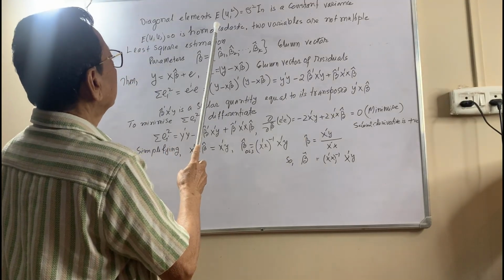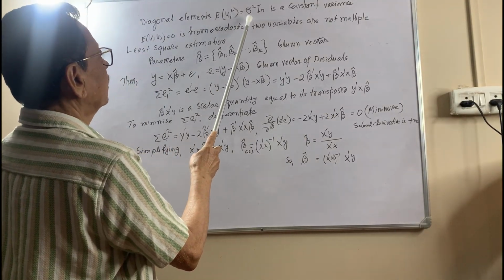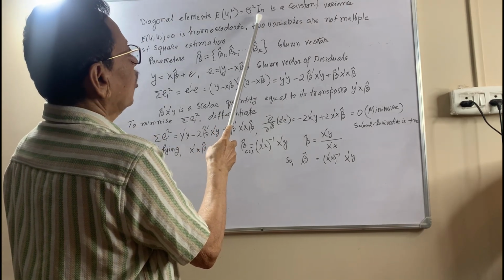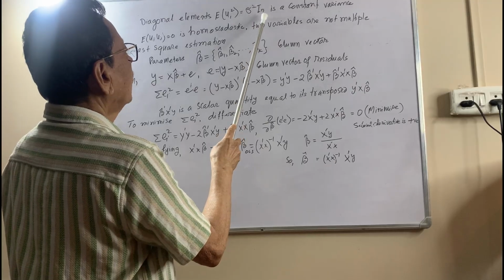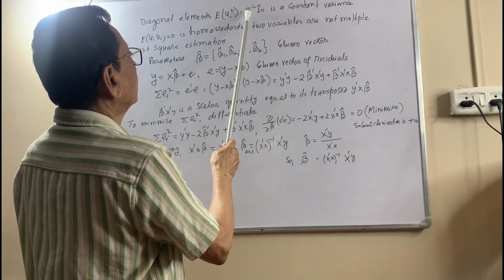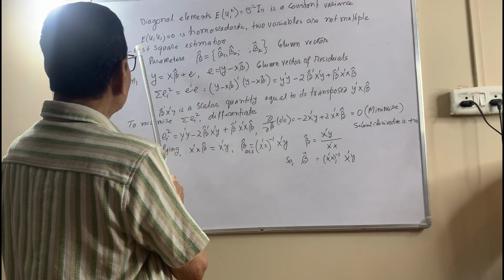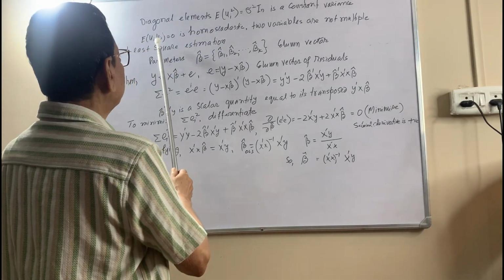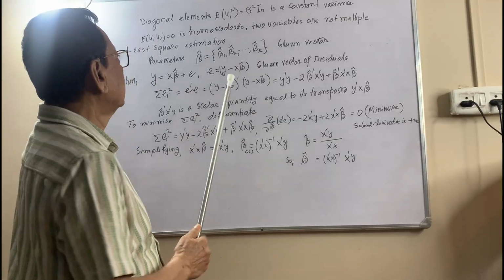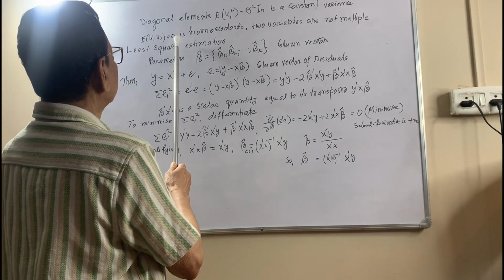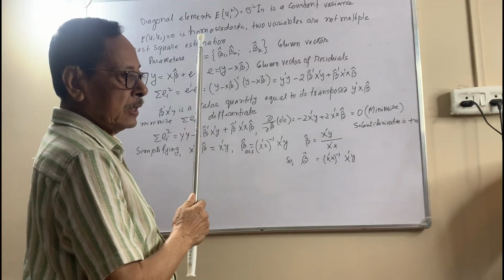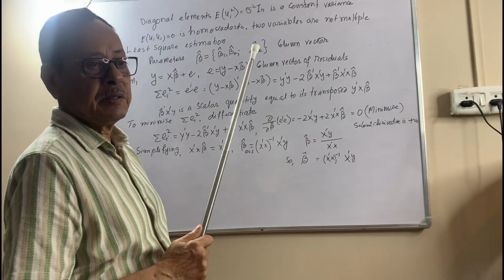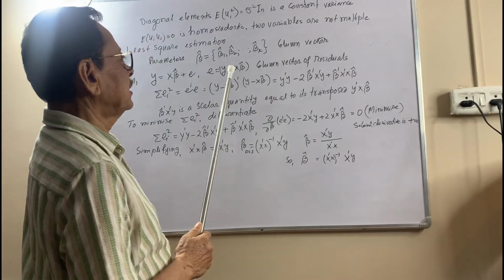So the diagonal elements, expected ui square, is equal to sigma square in. That means this is the constant variance and this is the identity matrix. So expected ui uj is equal to 0. This means the covariances of the error term are 0. If the covariances are 0, it is called homoscedastic. If it is not 0, it is called heteroscedastic.